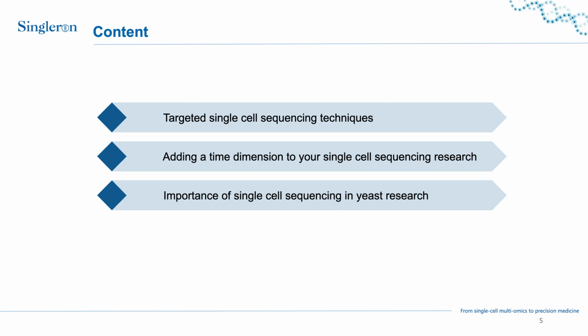First, I will talk about our FocuSCOPE kit and how you can use this for targeted single-cell sequencing. Afterwards, I will talk about our DynaSCOPE kits and how to use them to add a time dimension into your single-cell sequencing research. And as a last point, I will talk about our GEXSCOPE microbial single-cell RNA library kit, which can be used for yeast single-cell sequencing research.